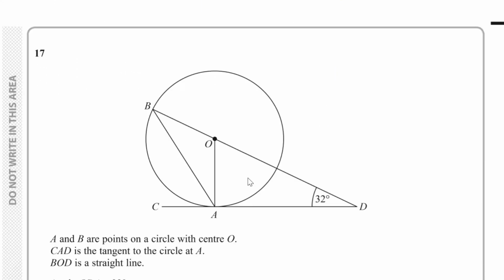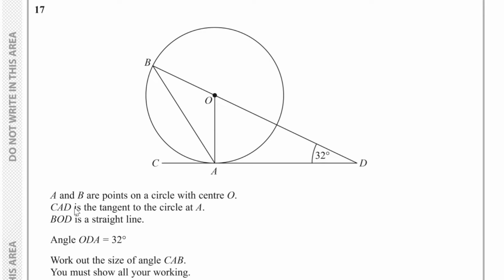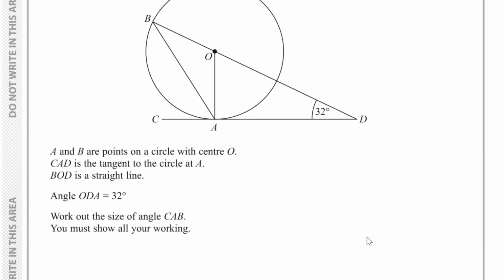Okay. Question number 17, we've got A and B, which are points on a circle with centre O, and CAD is a tangent to the circle at the point A, and BOD is a straight line, and the angle ODA, that's 32 degrees, we have to work out the size of the angle CAB. You must show all your working. Well, we don't have to give a reason for each stage of our working, so we can just annotate on the diagram as we're going along.